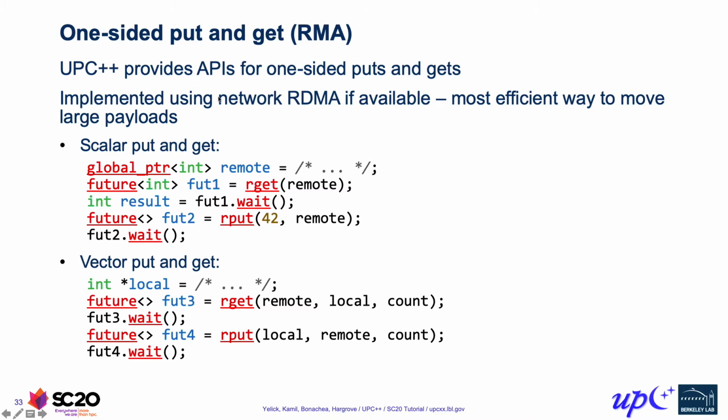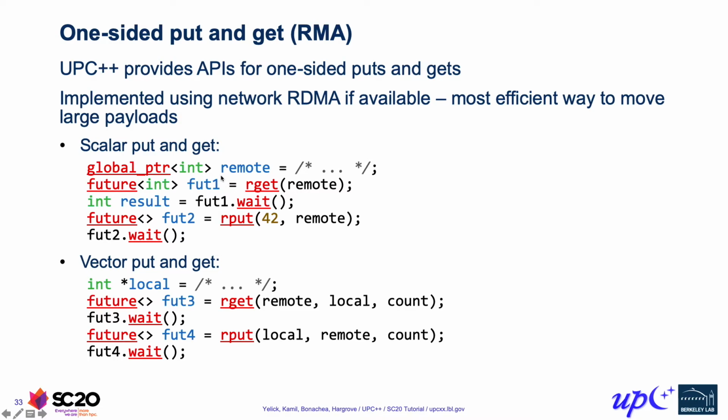If the network itself supports remote direct memory access, then UPC++ put and get uses that. If not, which is the case for some legacy backends such as MPI and UDP, then it's implemented without RDMA. But in either case, we have the same programming abstraction. UPC++ provides two versions of rput and rget: the scalar versions, which are used to put and get a single element, and the vector versions, which are used to put and get sequences of elements.